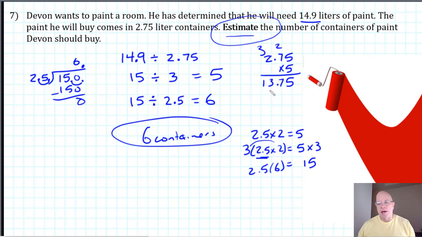If we look at how many liters we get with 5 containers, we can just do another quick estimate, and if I add 2 7500ths to that without even doing the math, we can see that we're going to be well over 15, which is plenty of paint to paint the room.